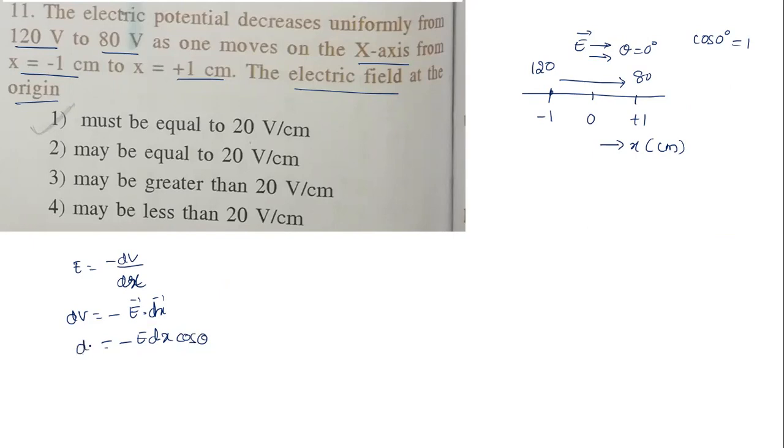Now we want the electric field, so I'll write minus dV divided by dx into cos theta. Now, the minus dV means we are moving from 120 to 80, so I should take 80 minus 120. Higher potential minus lower potential, but of course the values are given. It is 120 potential, it is 80.